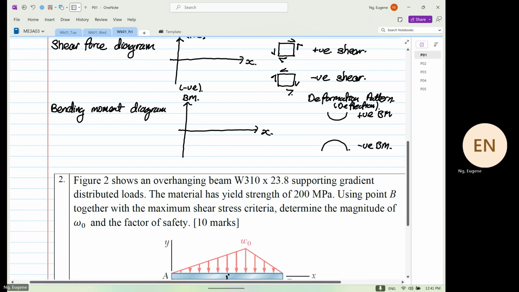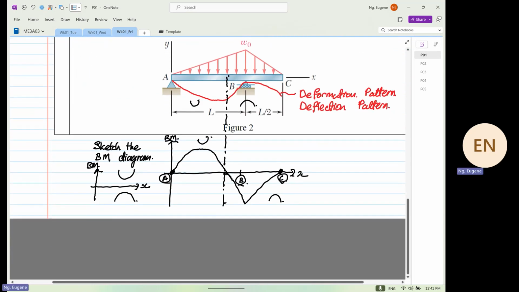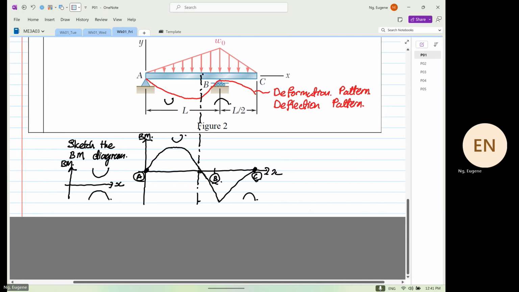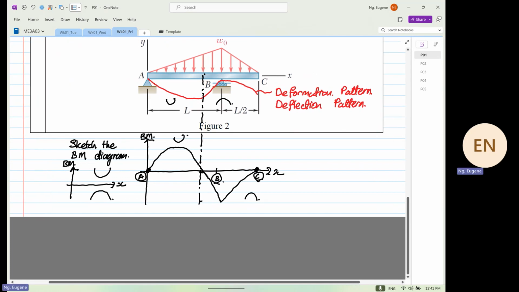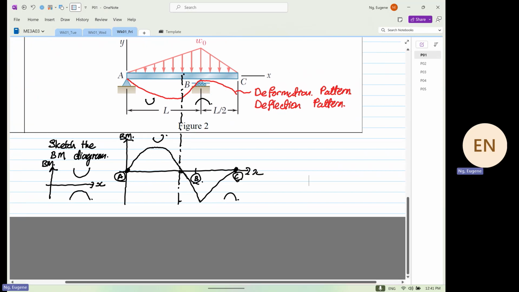Now, some of you have said, Eugene, then how is this based on the deflection? Based on the deflection, how do we relate this to our element? I will highlight that later, but first we are going to look at the shear force and bending moment equation.